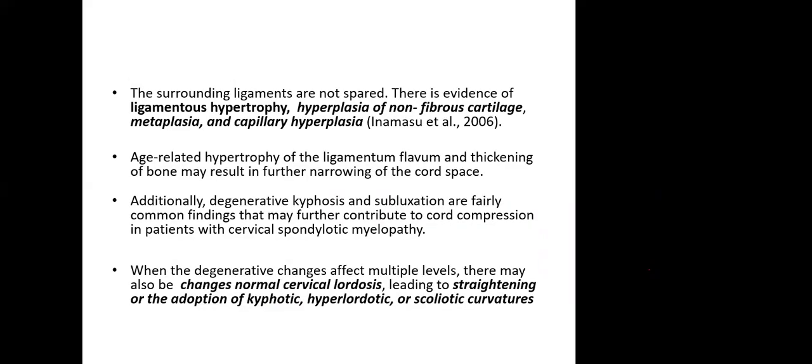The surrounding ligaments are not spared. These ligaments may become hypertrophic and may even undergo hyperplasia, or there may be hyperplasia of the fibrocartilage and capillary hyperplasia, as reported by Inamasu in 2006. The changes may also occur in the bone, with straightening of the normal cervical lordosis, and patients may even adopt kyphotic, hyperlordotic, or scoliotic deformities. Next slide.